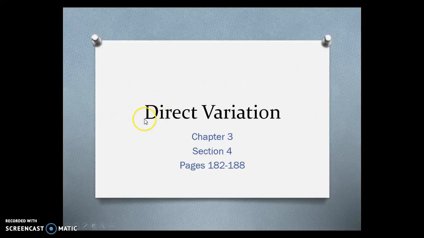Hello, today we're going to talk about direct variation. This is chapter 3, section 4 in your book, and you'll find it on pages 182 to 188. Let's get started.